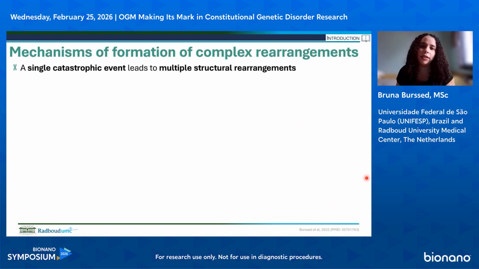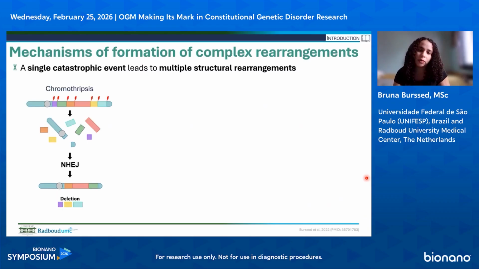These complex rearrangements are believed to be formed in a single catastrophic event that leads to multiple structural rearrangements. We have 3 mechanisms that fit this description. The first one is known as chromothripsis, where we have a single chromosome that shatters and then is reassembled through non-homologous end joining, forming an entirely new chromosome that can present deletions.